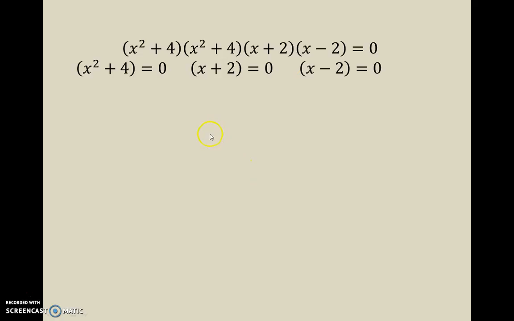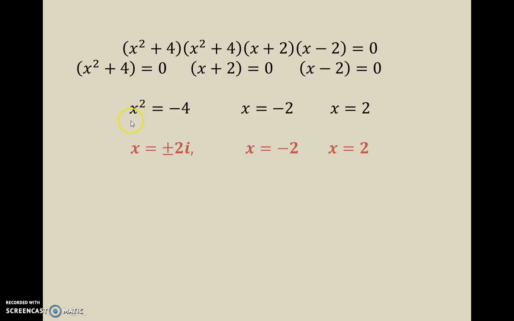Now I actually need to solve them. So I've got x squared is equal to negative 4 when I subtract 4. I've got x is equal to negative 2. That's here when I subtract 2. And then here I've got x equals 2. That's when I add 2 to both sides. These two equations are already solved completely.